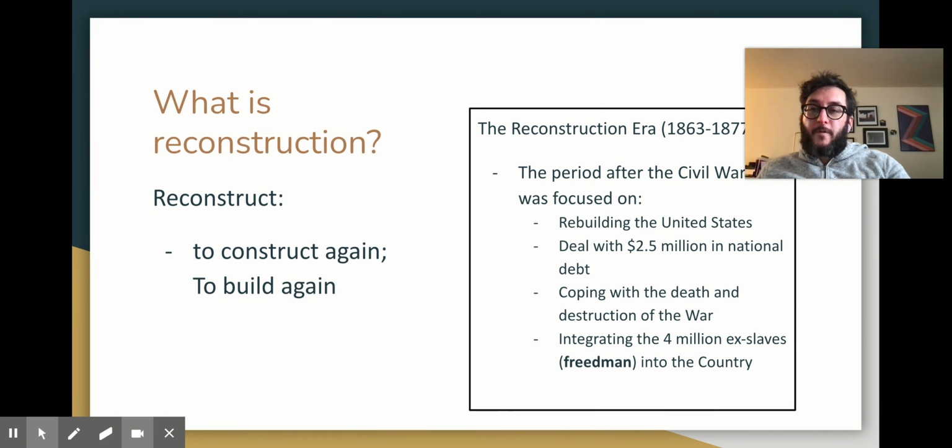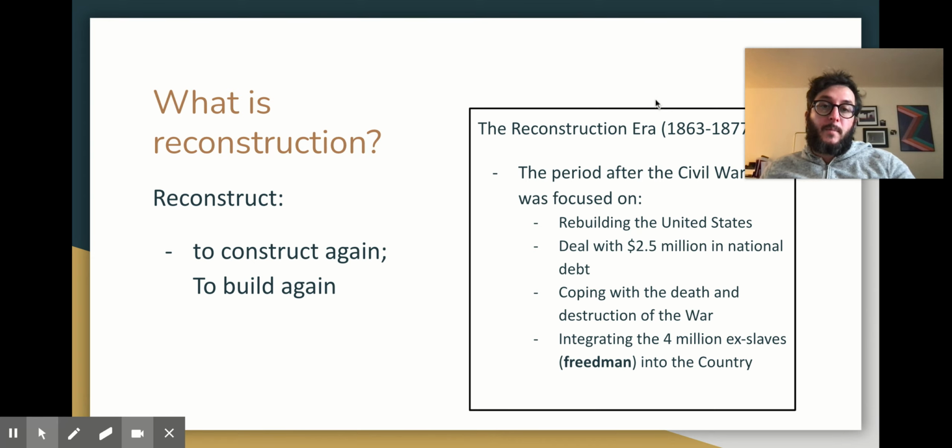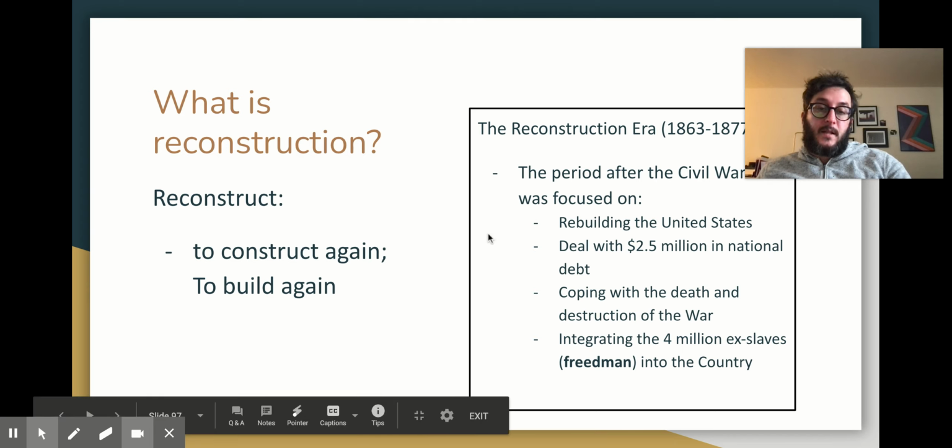You've all seen the slide before. So what is Reconstruction? To construct again, to build again. When we talk about it in terms of US history, we're talking about this specific era, 1863 to 1877. This is the period that we're really focused on the idea of rebuilding. This doesn't mean that after 1877, we're not doing any of this work anymore. It doesn't mean that any of these problems have gone away. It's just the end of the real American, unified focus on this idea.